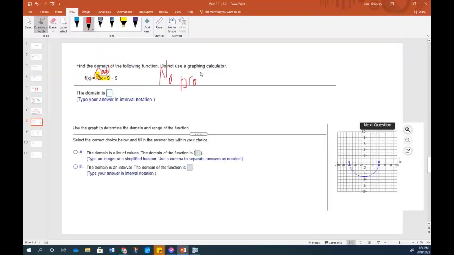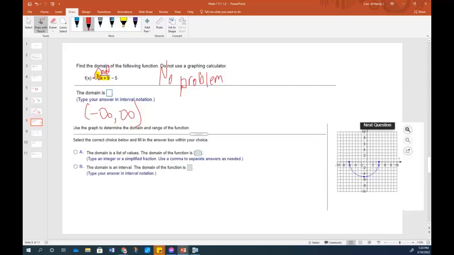So if there's no problem, there's no number I need to skip, which means my answer is negative infinity to infinity. Okay, negative infinity to infinity. And those infinity symbols are down beneath also.